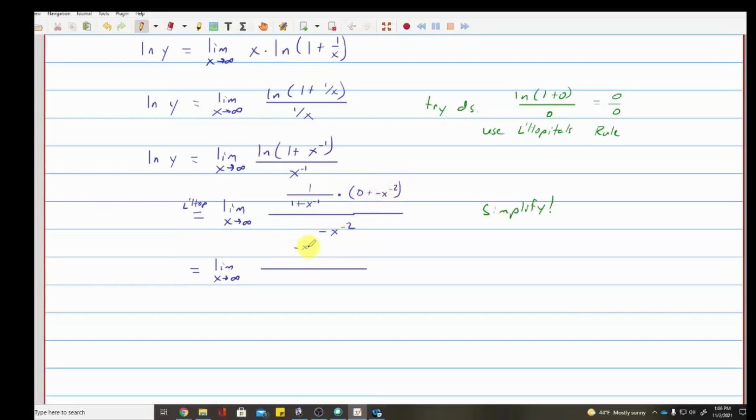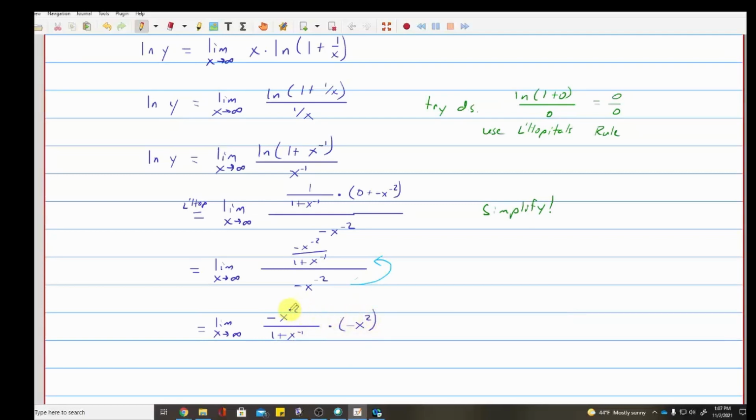So I have a negative x to the negative 2 over 1 plus x to the negative 1. And then I have a negative x to the negative 2 in the denominator here. I don't like having multiple layers of fractions. So what I'm going to do is take this negative x to the negative 2 in the denominator and move it up to the numerator as an x to a positive power. So I have negative x to the negative 2 over 1 plus x to the negative 1 times negative x to the positive 2.